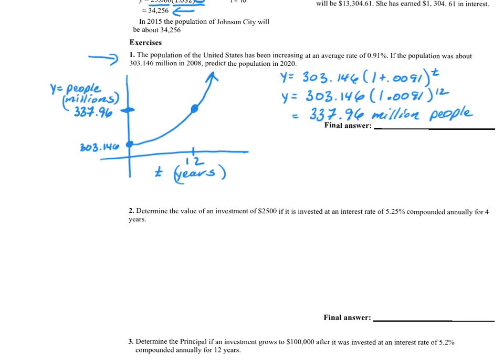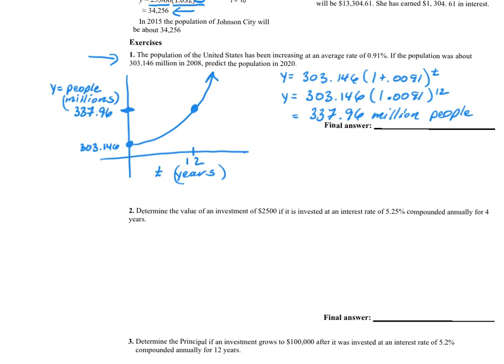Let's look at the problem here. The population of the United States has been increasing at an average rate of 0.91%. If the population was about 303.146 million in 2008, predict the population in 2020. It's kind of ironic. It is 2020, so we can see how close we are.